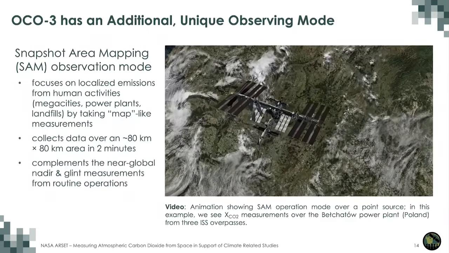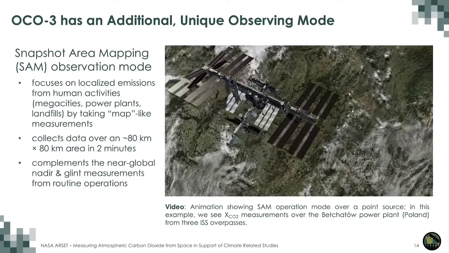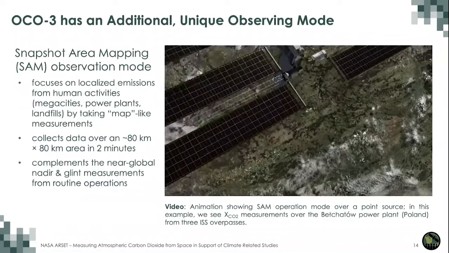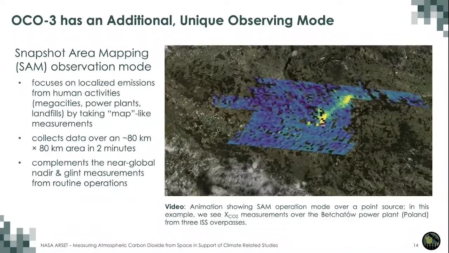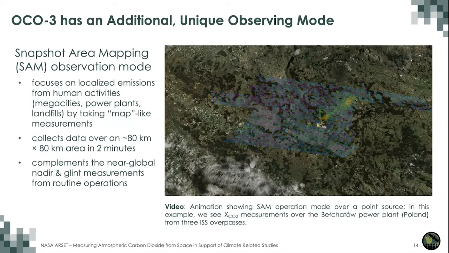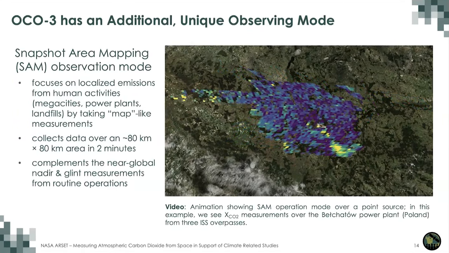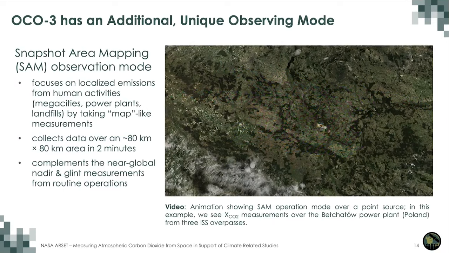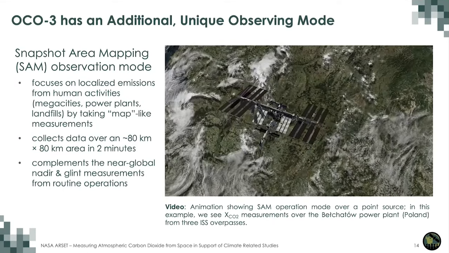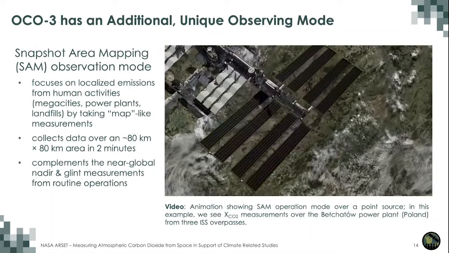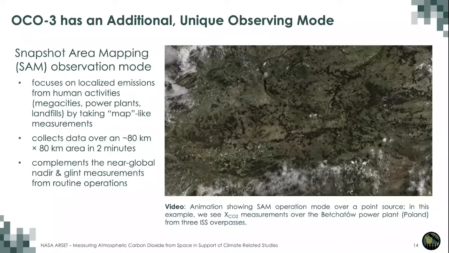OCO3 has an additional observing mode, a unique observing mode. OCO3 has a pointing mechanism assembly that allows us to do this special snapshot area mapping. So the snapshot area mapping mode is unique to OCO3. It allows us to collect data over around an 80 by 80 kilometer area in the course of 2 minutes. And that allows us to focus on localized emissions from human activities like megacities or power plants or even landfills by mapping over those areas. And that's a really great complement to the nadir and glint measurements from the routine operations.